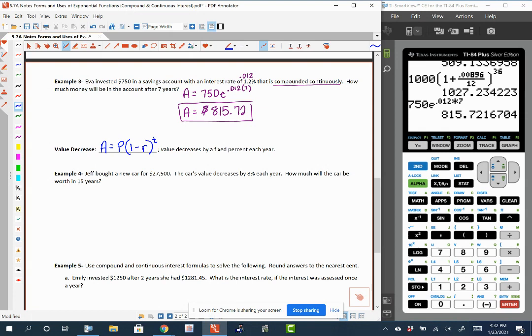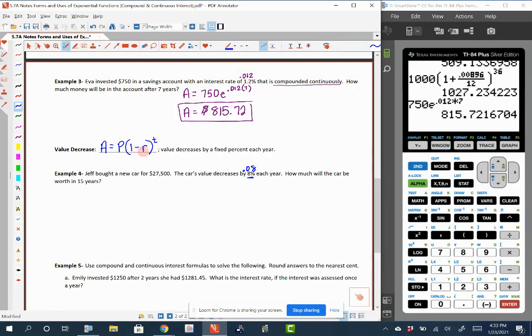So let's look at example 4. It says that Jeff has bought a new car for $27,500, and the car's value decreases 8% each year. Unfortunately, most cars you buy, your parents buy, when you drive them off of the lot, they decrease in value. And it's telling you it's going to decrease 8% every year. So again, we're going to be thinking 0.08 as we calculate. We're wondering, how much will the car be worth in 15 years?